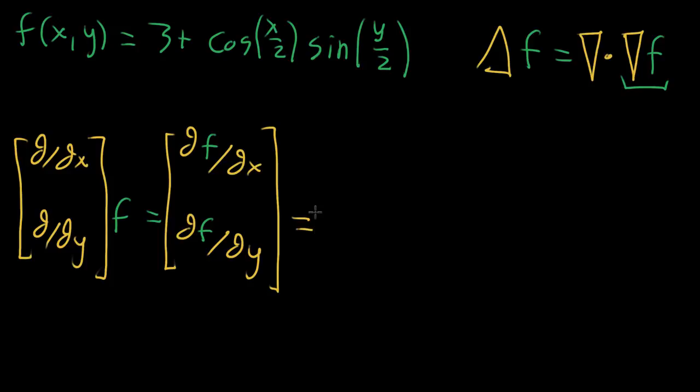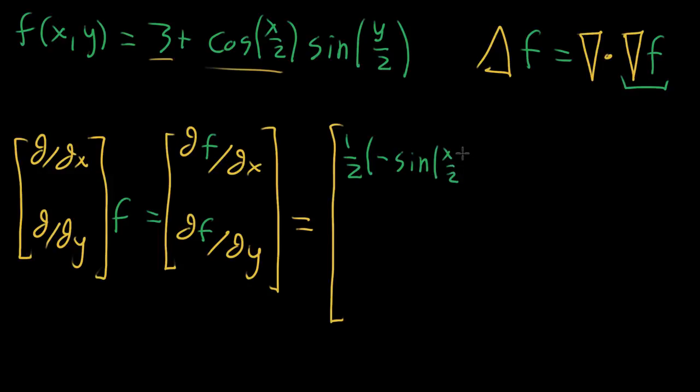And in our specific example, when we take the partial derivative of f with respect to x, we look over here, 3 just looks like a constant, so nothing happens. Cosine of x over 2, the derivative of that with respect to x, we take out that 1/2. So 1/2, and the derivative of cosine is negative sine, so that's negative sine of x over 2. And sine of y over 2, well, y just looks like a constant, so sine of y over 2 is just some other constant. So in our derivative, we just keep that constant in there, that sine of y over 2.